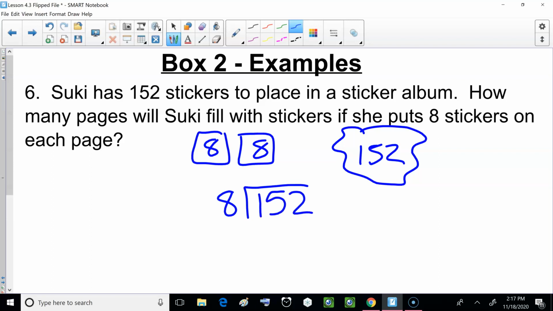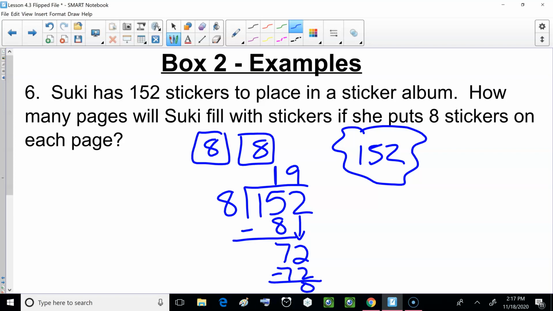8 can't go into 1, but 8 can go into 15 one time. 1 times 8 is 8. Now I have to subtract. 7, I have to check, 7 is less than 8. I can then bring down the next number and repeat. 8 can go into 72 9 times. 9 times 8 is 72. 72 minus 72 is 0. So I have nothing to bring down, so I have no remainder.